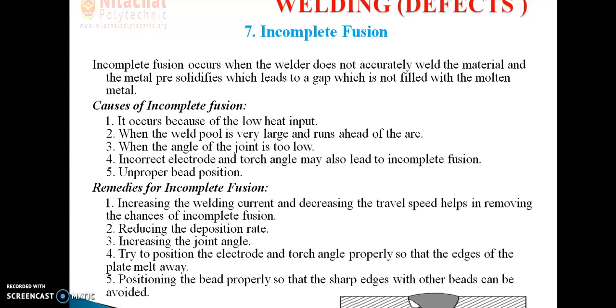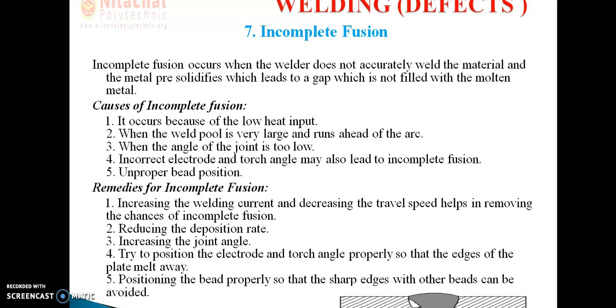Number two, when the weld pool is very large and runs ahead of the arc. To avoid that, the weld pool area should not be so large. Number three, when the angle of the joint is too low. When the angle of the joint is very low, then also there is a chance of it. So whenever we make a welding joint, we must enlarge the angle.